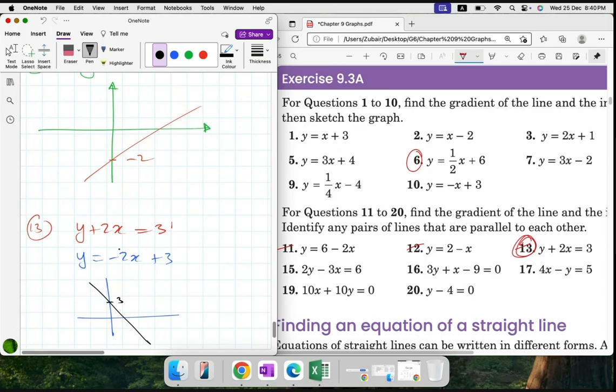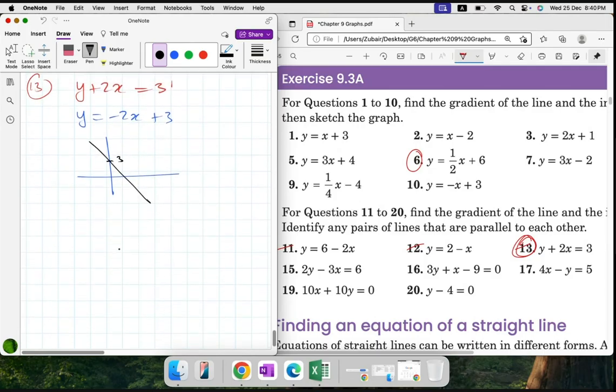Any doubt in number 13? No, sir. Okay. Try 15. 2y minus 3x is equal to 6. The sketch.